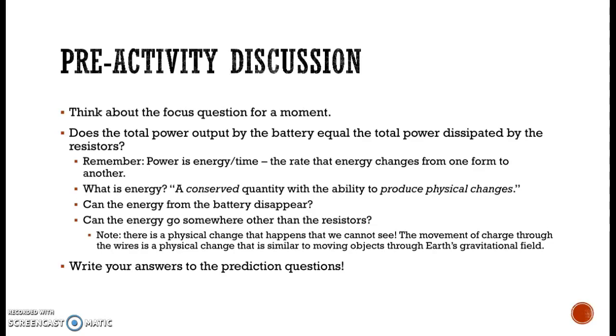The movement of charge through the wires is a physical change that is similar to moving objects through Earth's gravitational field. Lifting a pencil off of your desk is similar to moving a small amount of charge from one side of the battery to the other. Okay? So can the energy from our battery go somewhere other than the resistors, say the wires, or back into the battery itself, or something like that? Or could that energy disappear?